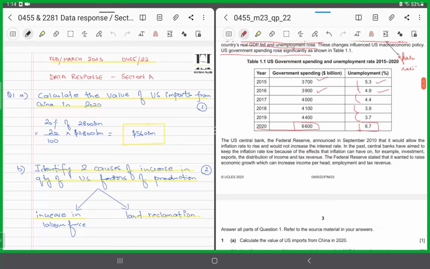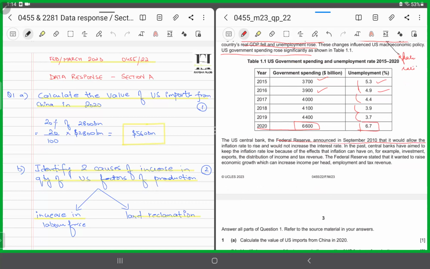The US Central Bank, the Federal Reserve, announced in September 2010 that it would allow the inflation rate to rise and would not increase the interest rate. So now in 2010, it was allowed to let the inflation soar and the interest rate would not be increased. That means contractionary monetary policy would not be taken into consideration.